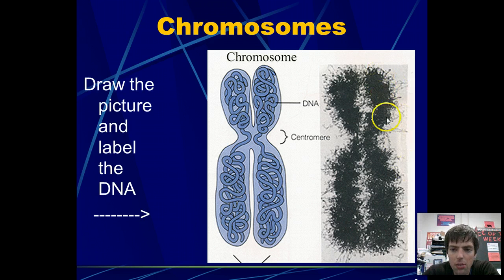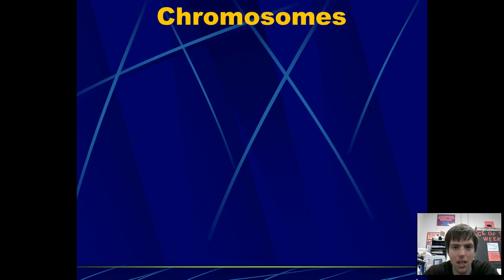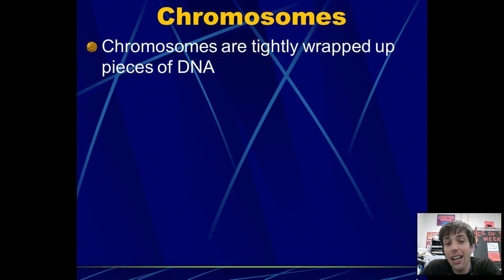Here's a really zoomed in picture of a chromosome, and you can see this is a really long strand of DNA that's just going crazy, crazy, crazy side to side. Go ahead and draw this picture of the chromosome in your notes in the box in the top right hand corner. The best definition I've heard for what a chromosome is a tightly wrapped up piece of DNA.